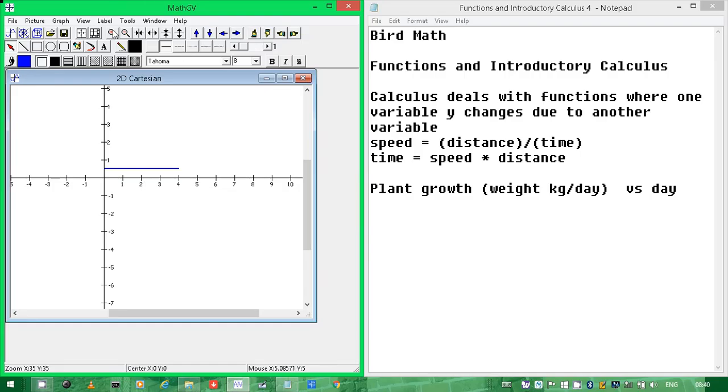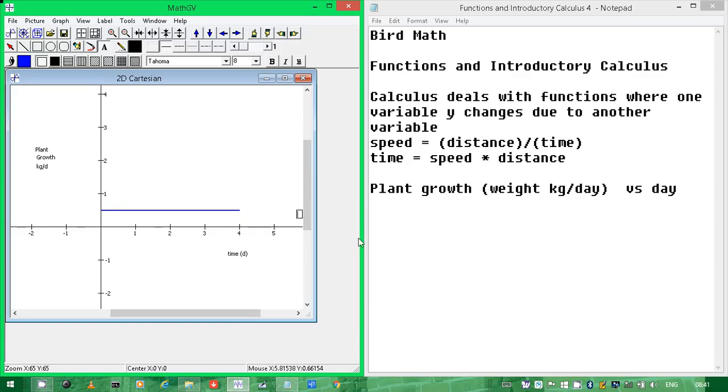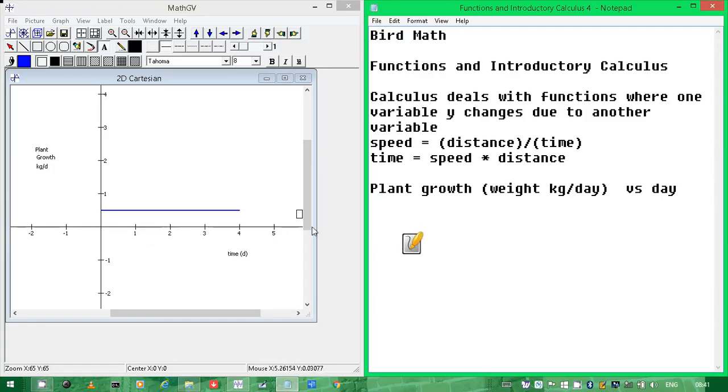Okay. All right. So let's zoom in. All right. I'll label it. Make it a bit better. Plant growth, grams per day, time, days. Alright. So what I thought we'd do is we could end up working out how much weight of the plant is actually growing over a certain amount of days, right?